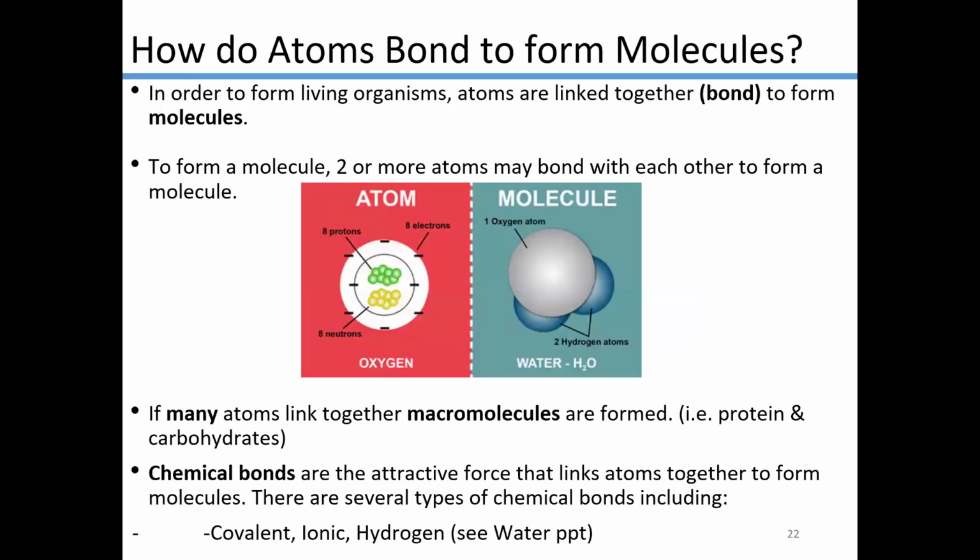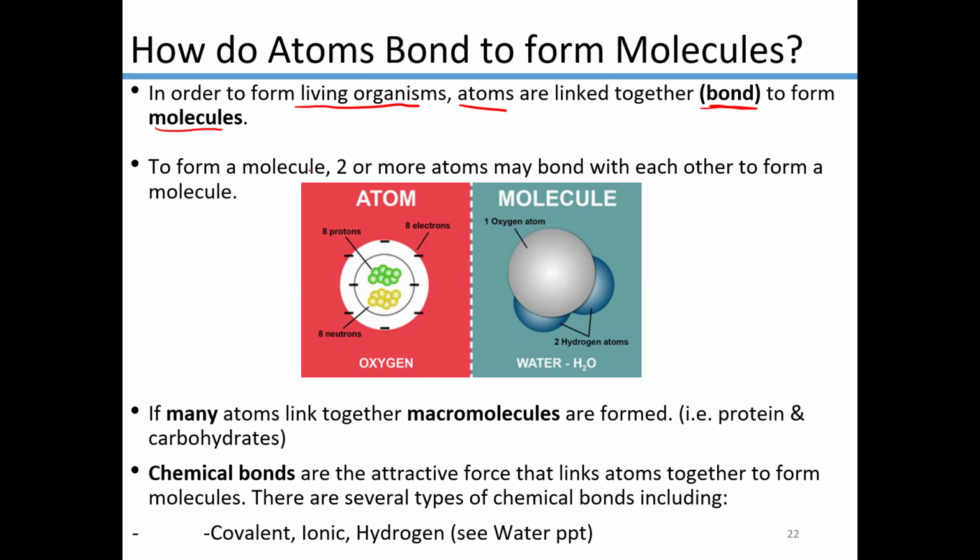So that brings us to our next question, which is how do atoms bond to form these molecules? We've talked a lot about electrons. We know that they play a very important role in the production of these molecules, but we need to figure out exactly how, and why is this so important? So again, in order for living organisms to exist, we need to take these small base units and link them together. And when we link them together, we're going to form a bond in order to form those molecules.